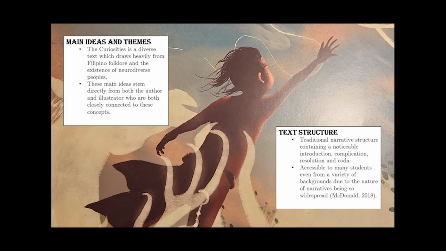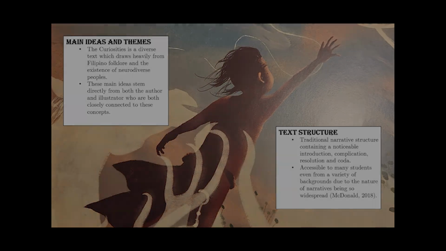The Curiosities is told in the form of a typical narrative structure, possessing an evident orientation, complication, resolution, and coda. This makes the text accessible to all students as it is a fundamental text type. Additionally, illustrations heavily support the written text as displayed in the pages read previously. The illustrators use a variety of visual techniques such as color, tone, and gaze. These provide an additional way for students to engage with the text, potentially increasing their comprehension.